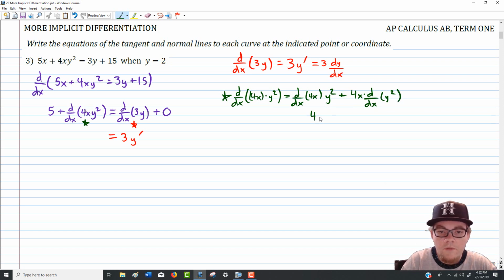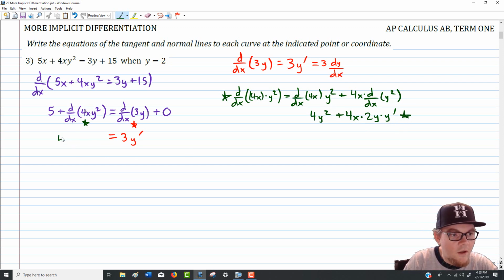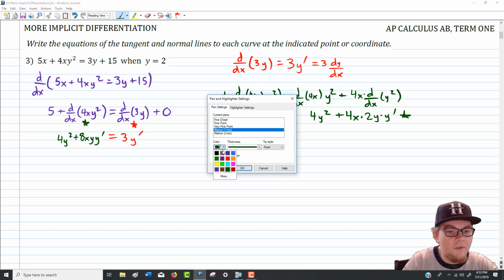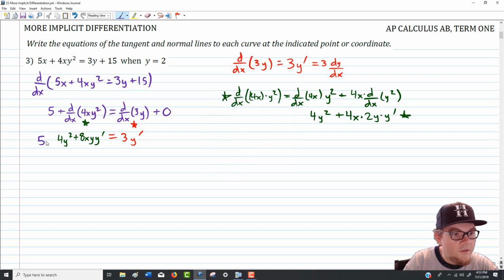Simplifying as much as we can, we get 4y squared right here. On this next one, we get 4x, but then the derivative with respect to x of y squared is going to be first the derivative of y squared, which is 2y, and then times y prime. So with that said, we can bring that back over, and we'll end up with, on this side, 4y squared plus 8xy y prime. And of course, we can't forget that 5 that was there in the very beginning, so that we get 5 plus this expression from the product rule equals the expression that was just simply from implicit differentiation.